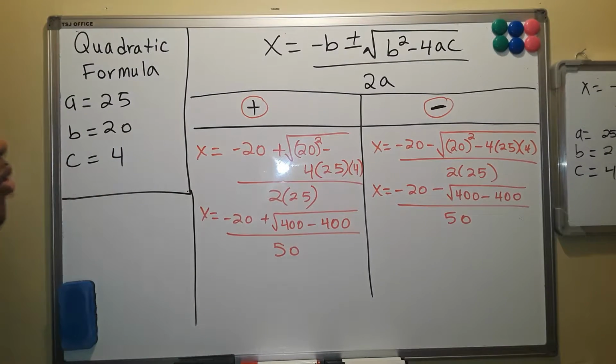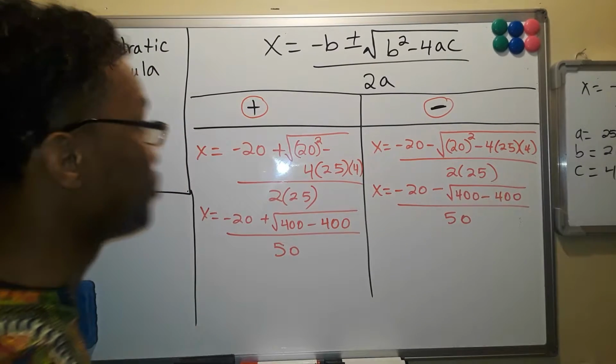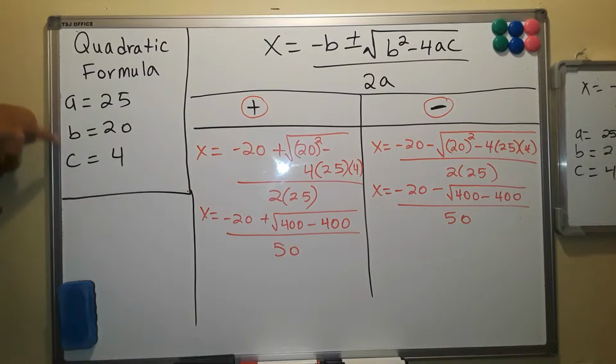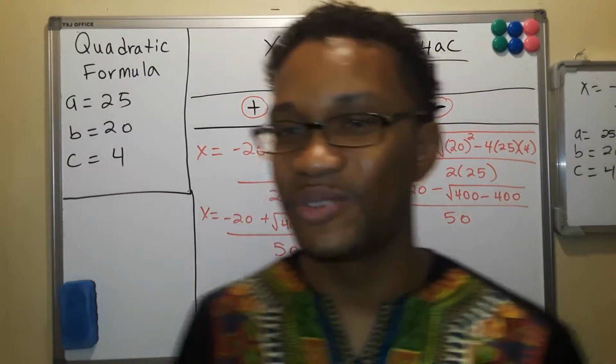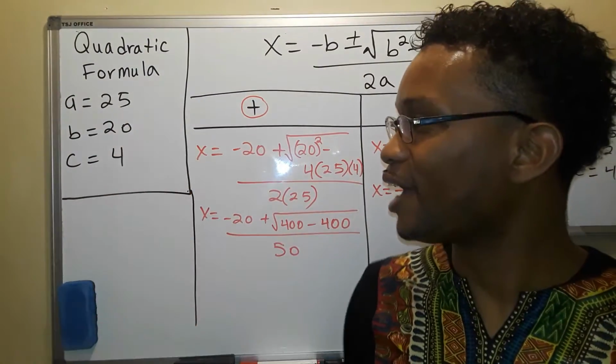Okay? So I basically follow the same thing. See how I got the a, b, and c? Some of y'all are wondering. I got it here. That's where I got the a, b, and c from. These numbers weren't just invented. They're right here. Okay?